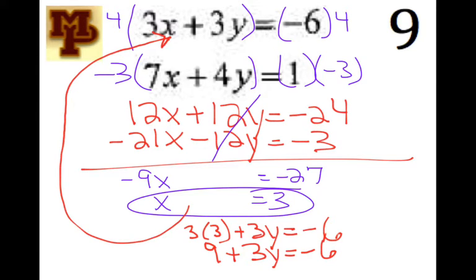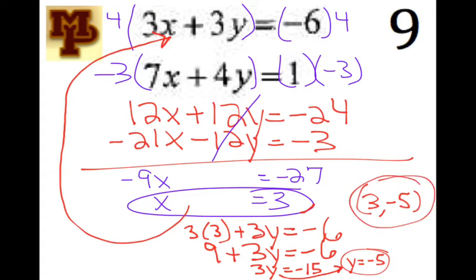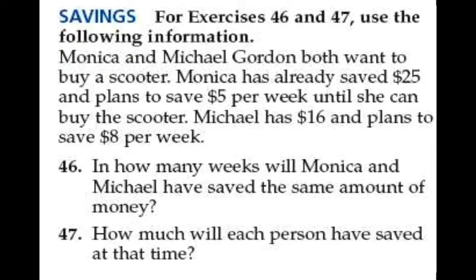And then we're going to go ahead and solve for y. So we got 3y equals, if you subtract 9 from each side, that's going to be negative 15. So then y will be equal to negative 5. So put the two together. That would be 3, negative 5. And I think that'll do it.